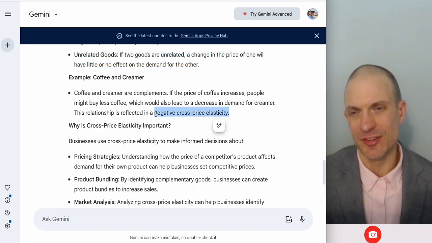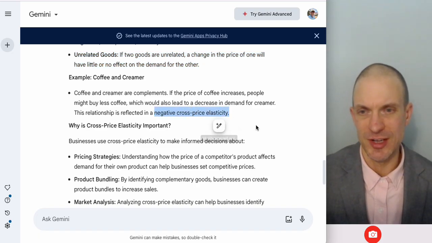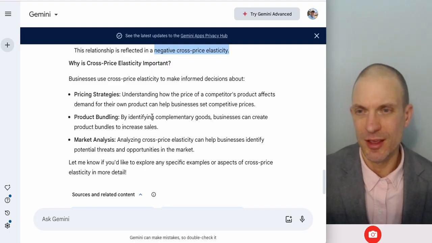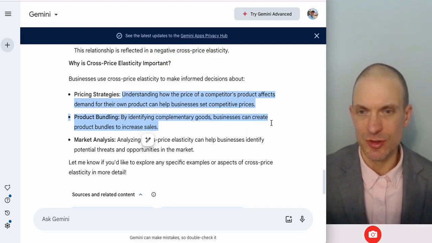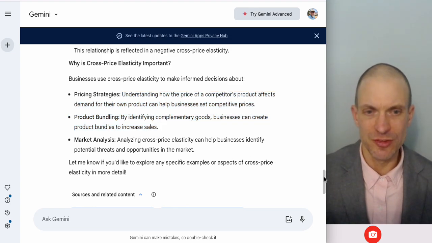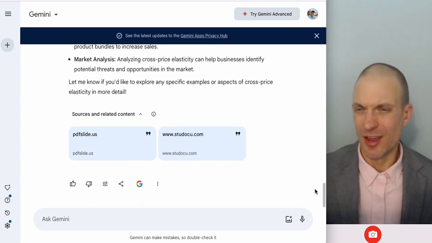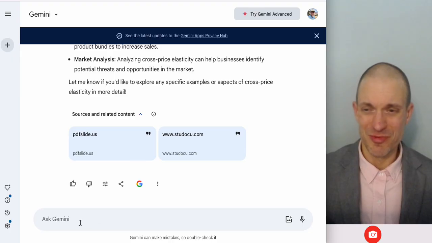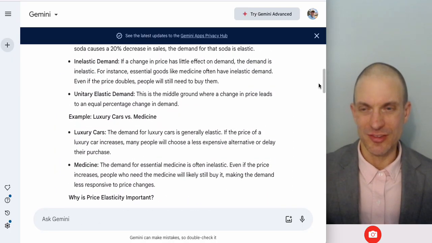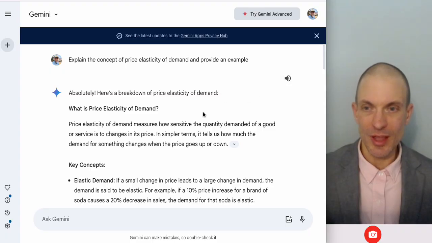Okay, good. Yeah, so they do talk about the negative cross elasticity down here with coffee and creamer. Fine. Businesses use this for pricing strategies. Yeah, absolutely. For bundling, fine. Market analysis, fine. Yeah, this is okay. This is pretty good. And they've just pulled out a random collection of sites that they're citing. My goodness. I mean, I don't know.